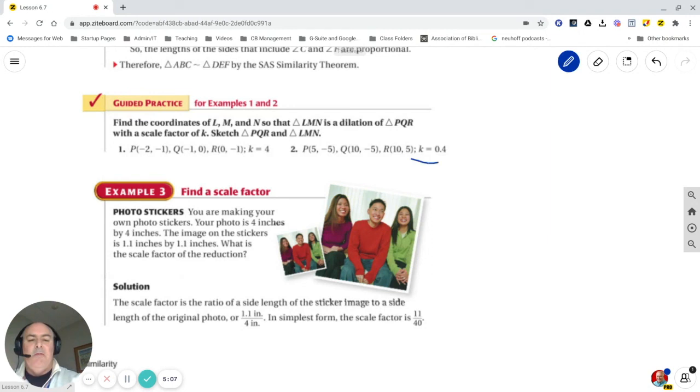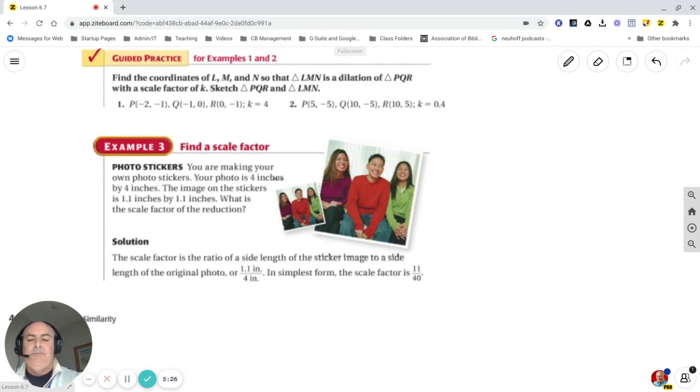For the second example, my scale factor is less than 1, so I'm going to go from a drawing down to a reduction. So my new drawing, once I apply 0.4 to all of my values here, is going to be a reduction from the original.